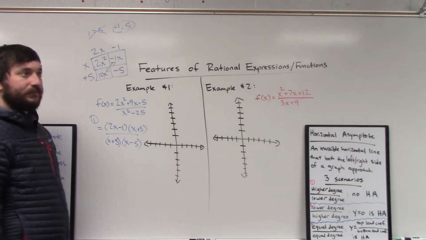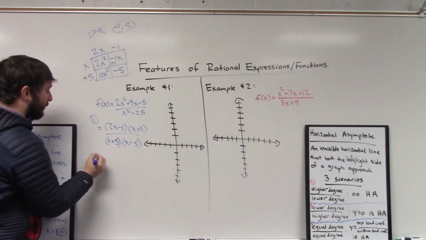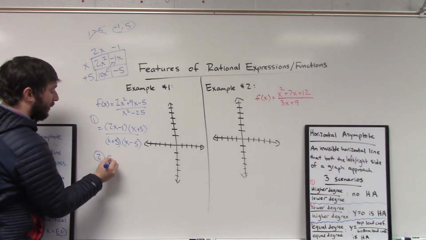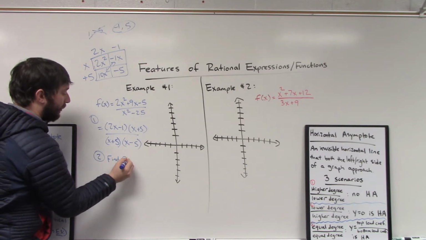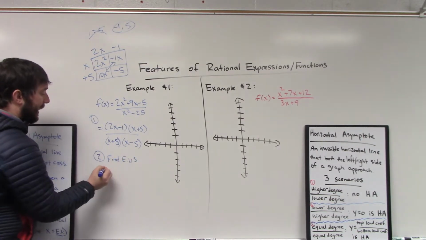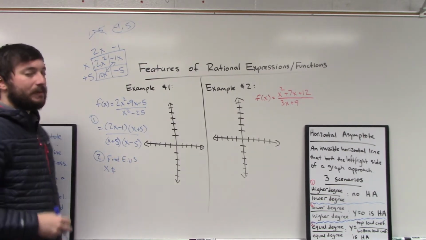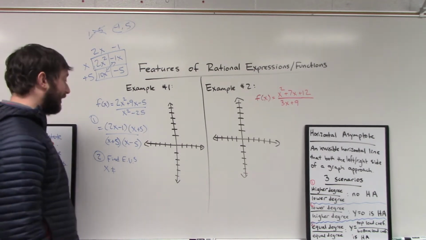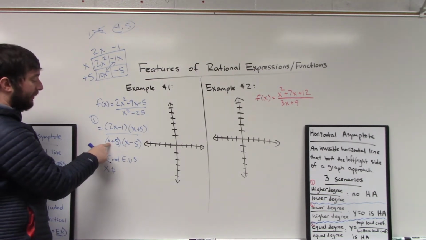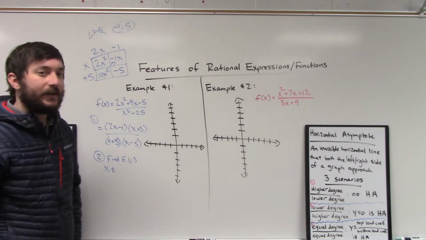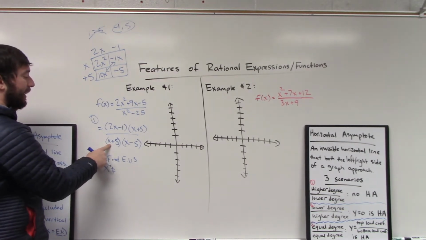Factor first, then find excluded values second. Those are the numbers, if you remember our last videos, that x cannot equal. Remember, you can never divide by 0. So x itself can be 0, because 0 plus 5 is 5. I can divide by 5. But I cannot divide by a 0.